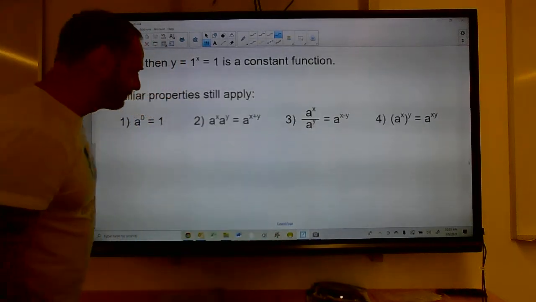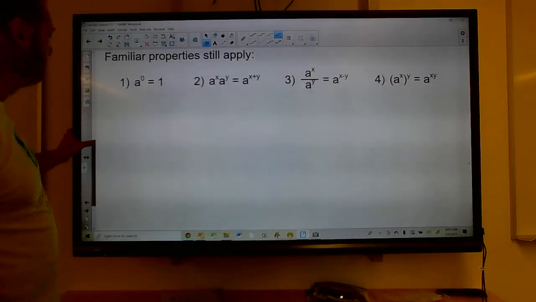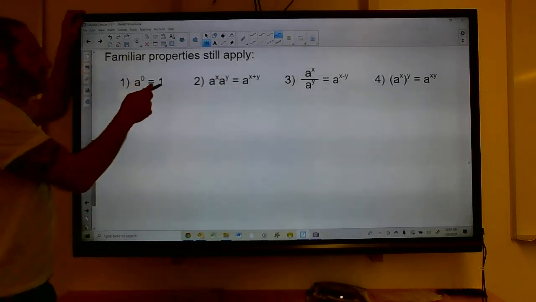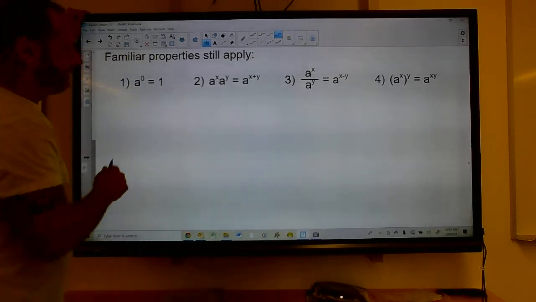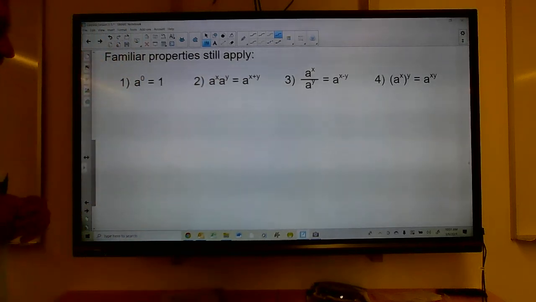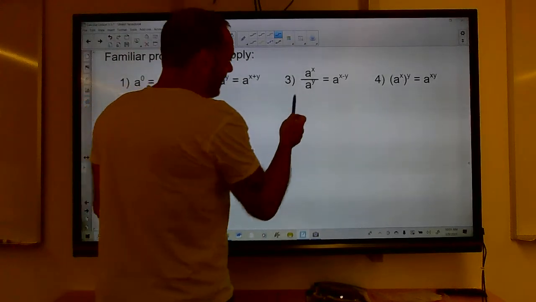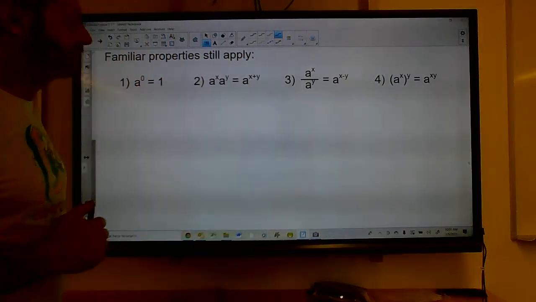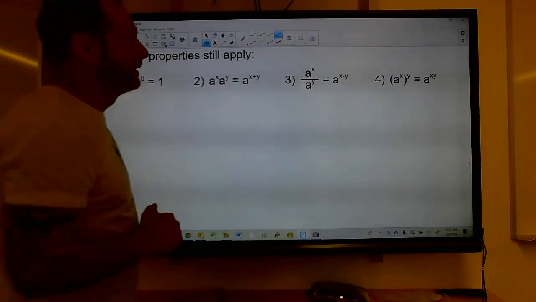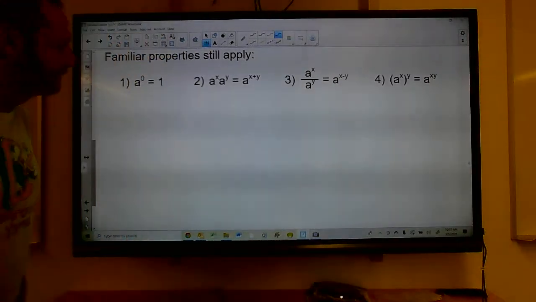These are familiar properties. We talked about these with the natural base as well. Anything to the zero power is 1. a to the x times a to the y is a to the x plus y power. I went through that before. a to the x divided by a to the y is a to the x minus y power.